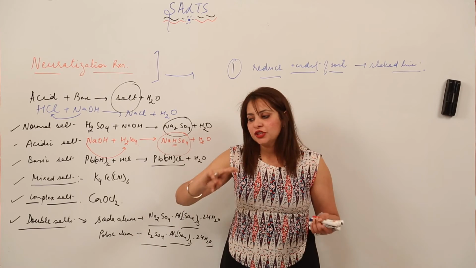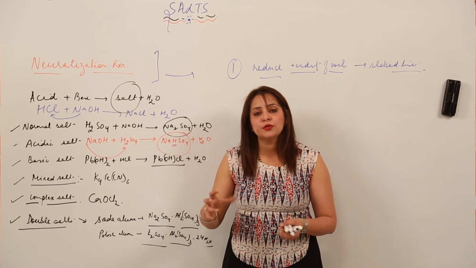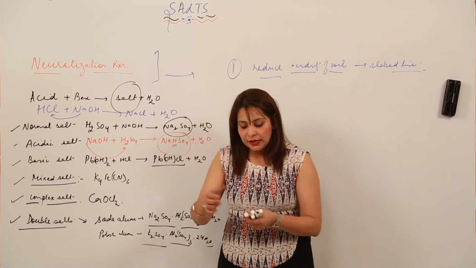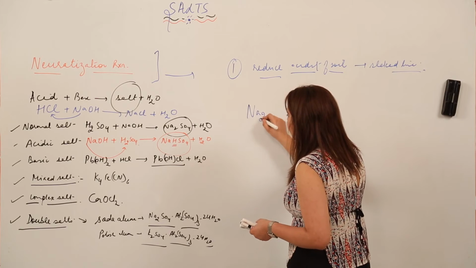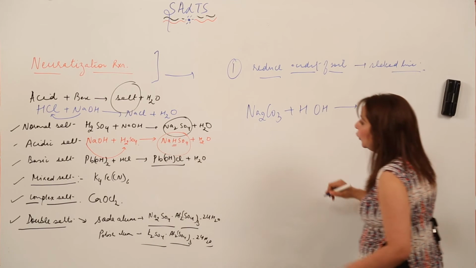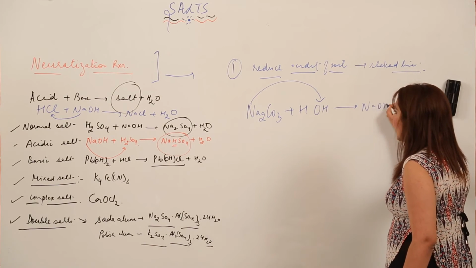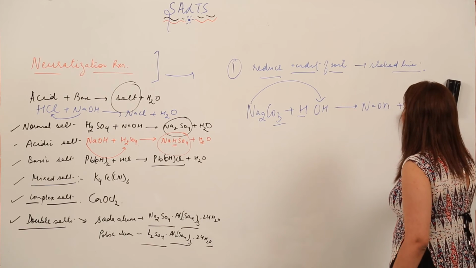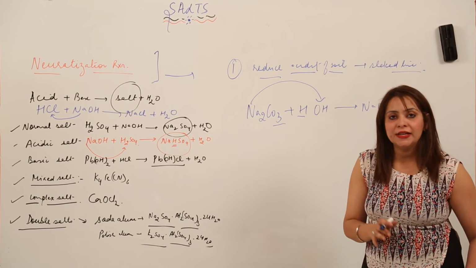That means when we dissolve them in water, they produce an acid and base again. Like I will state with an example. Suppose I have a salt, say Na2CO3. When I add it into water, what is going to form? This Na is going to form its hydroxide, and this H in CO3 is going to form H2CO3. So actually it is the reverse of the neutralization reaction.